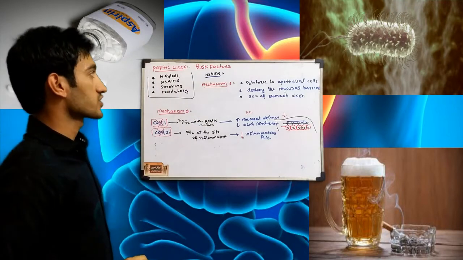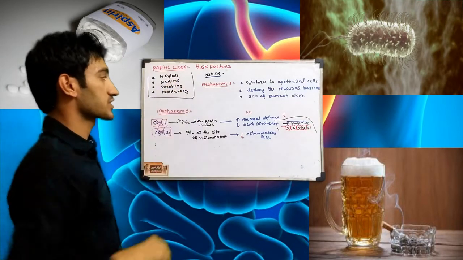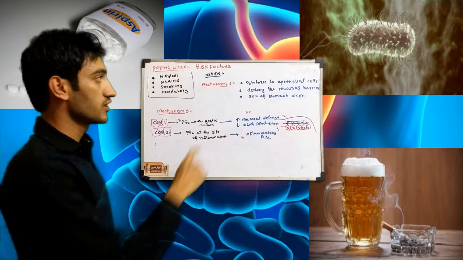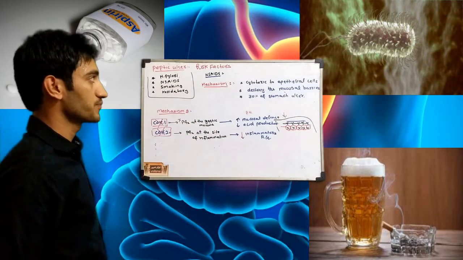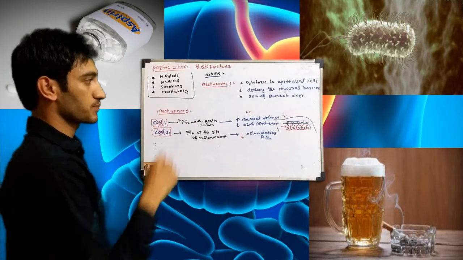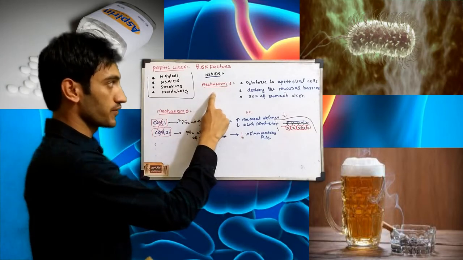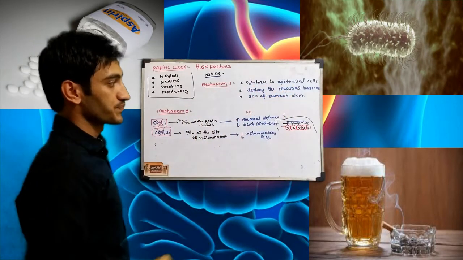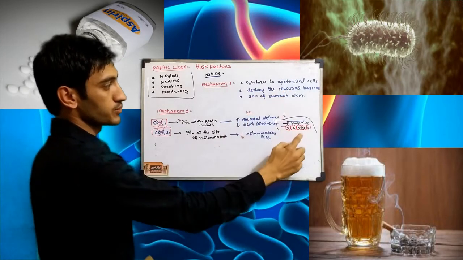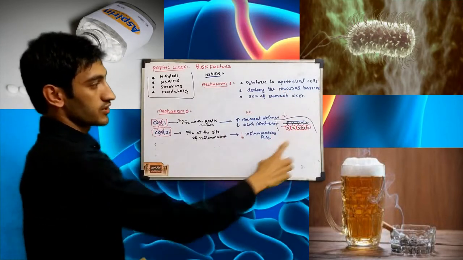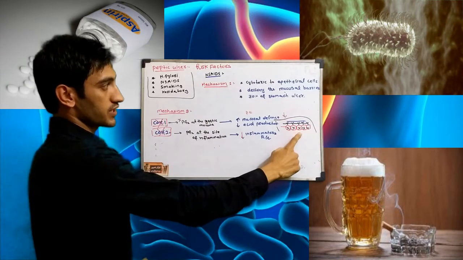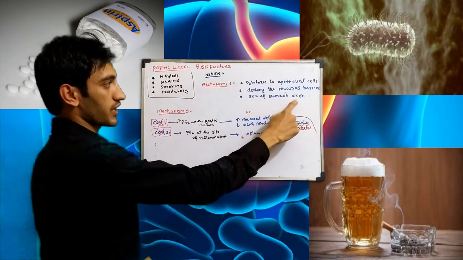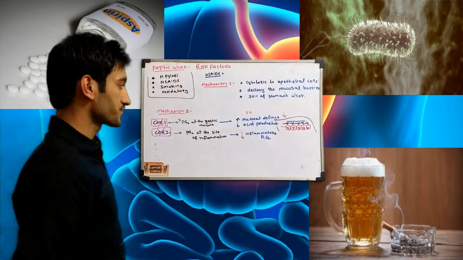NSAIDs cause peptic ulcer; they are one of the risk factors. There are two mechanisms by which NSAIDs cause peptic ulcer. Mechanism number 1: these drugs are cytotoxic to epithelial cells and they destroy the mucosal barrier. So it will lead to peptic ulcer, and 30% of stomach ulcers are caused by NSAIDs.